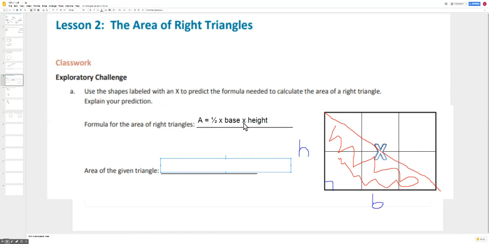Now it's base times height, just like a parallelogram or a rectangle, and then we simply want half of that. Remember the commutative property, I can do this on the end if I wanted to.